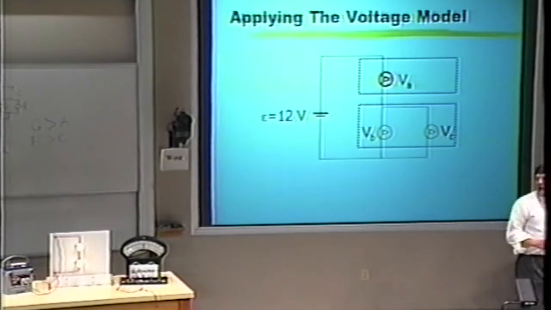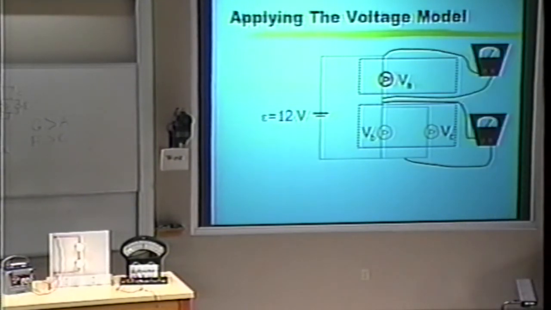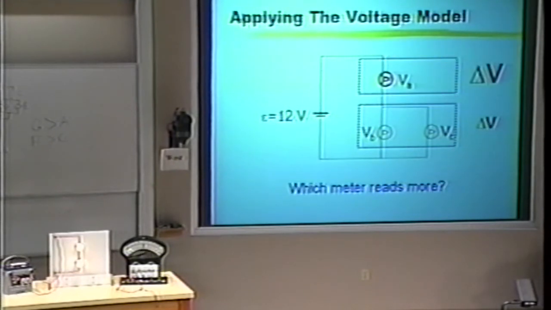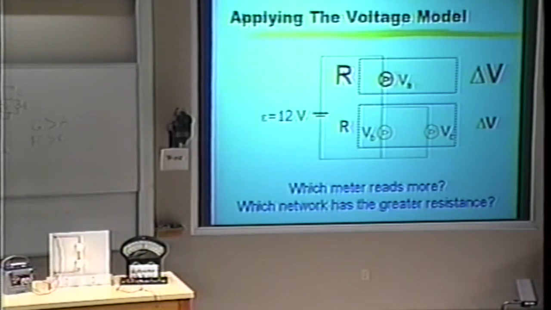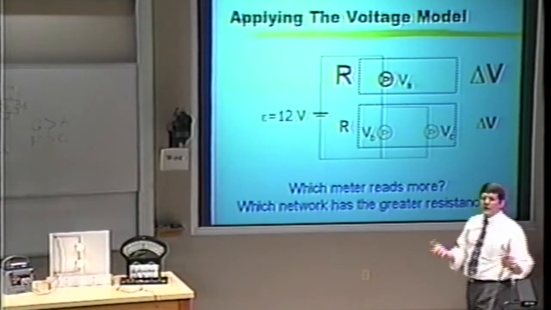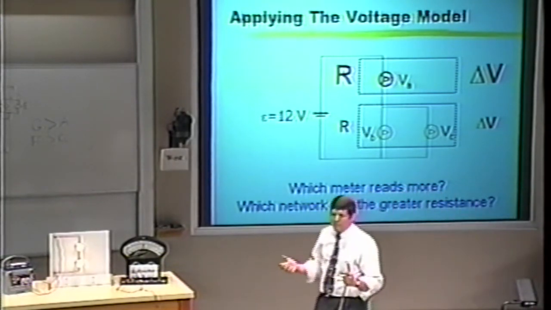And then I ask myself, if I took voltmeters, which blue box would have the bigger number of volts across it? Well, that's going to be that top one. And if I ask myself which blue box has the bigger resistance, that's the top one. And here's the gut level understanding of voltage.